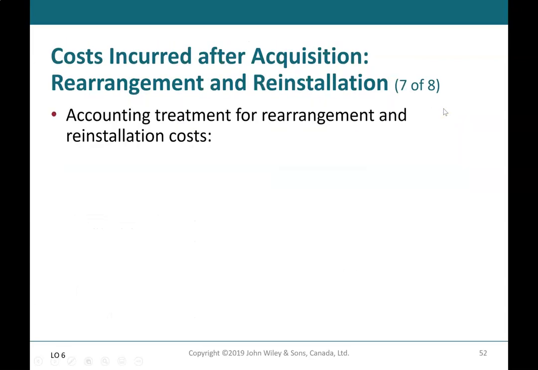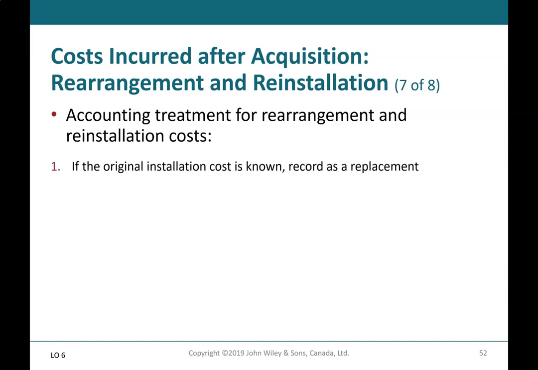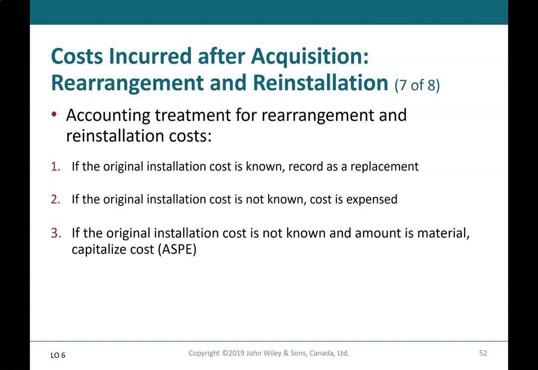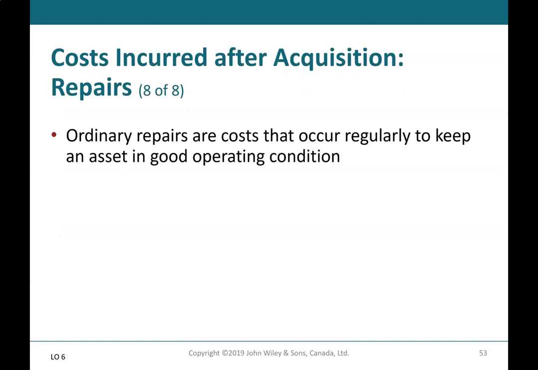Costs incurred after acquisition: rearrangement and reinstallation, 7 of 8. Accounting treatment for rearrangement and reinstallation costs. 1. If the original installation cost is known, record as a replacement. If the original installation cost is not known, cost is expensed. If the original installation cost is not known and the amount is material, capitalize the cost under ASPE.